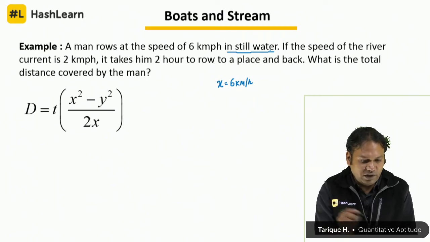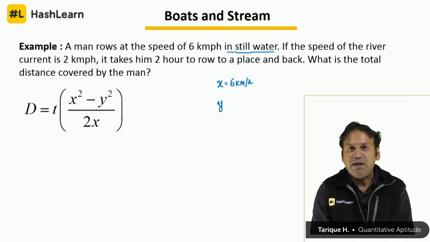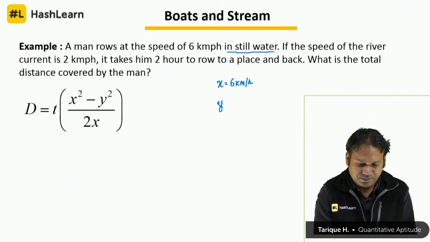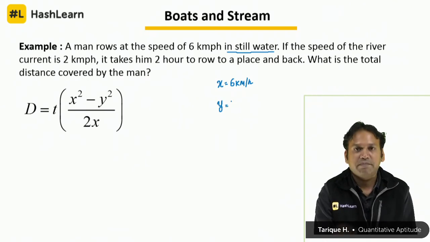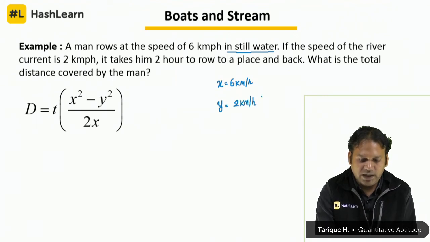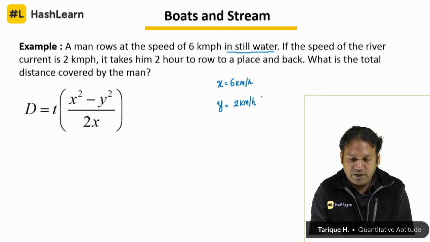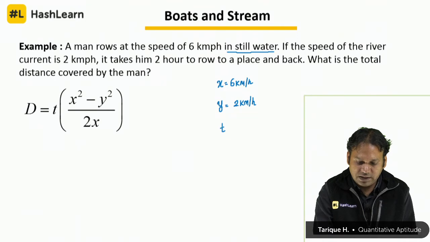If the speed of the river current, that means speed of the stream. So, sometimes we say speed of the river, sometimes we say speed of the current or speed of the river current, all are same. Do not get confused in this. Y is equal to 2 kilometers per hour. X is given to us, y is given to us. It takes him 2 hours to row to a place and come back. So, time is given to you as 2 hours.